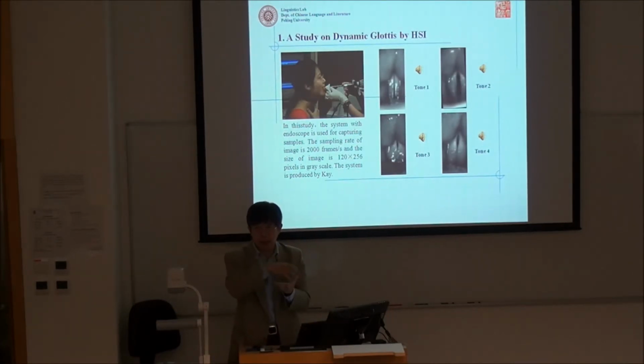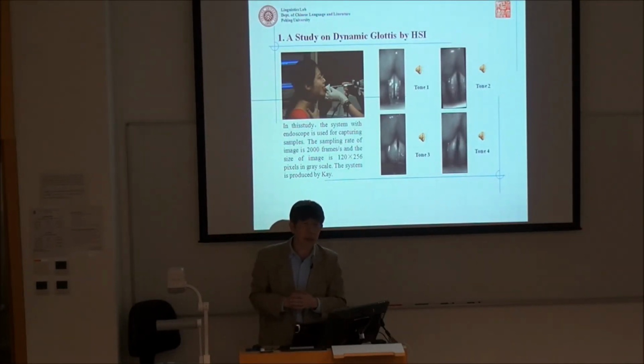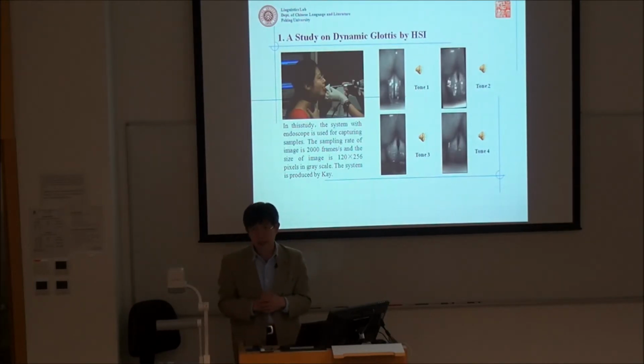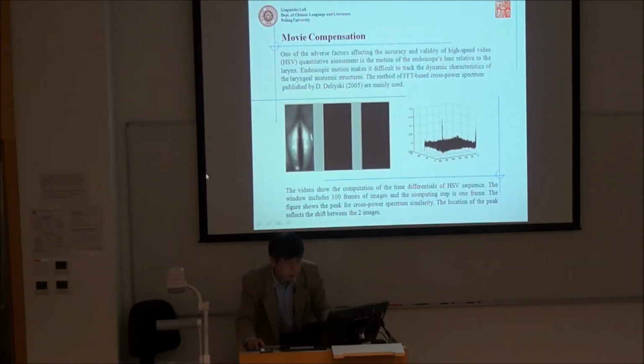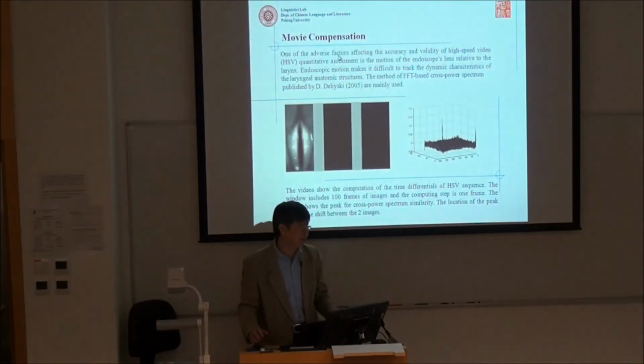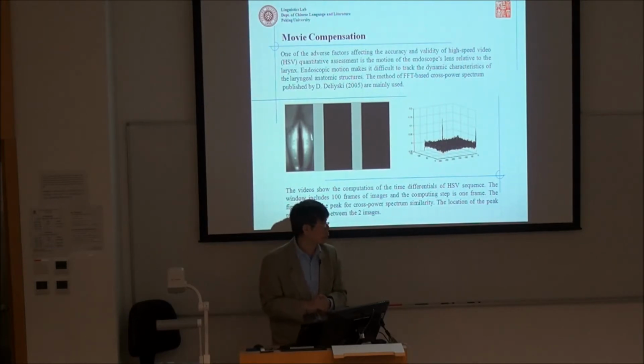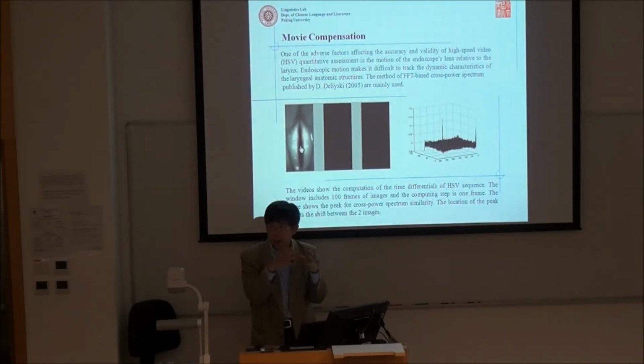When we take the sample, the sampling rate is 2,000 per second. We play it very slowly. After that, we have to do many very complicated signal processing. Here we mean the image signal processing. Now here is a motion compensation, because the lens moves very quickly, so we have to do the motion compensation here.